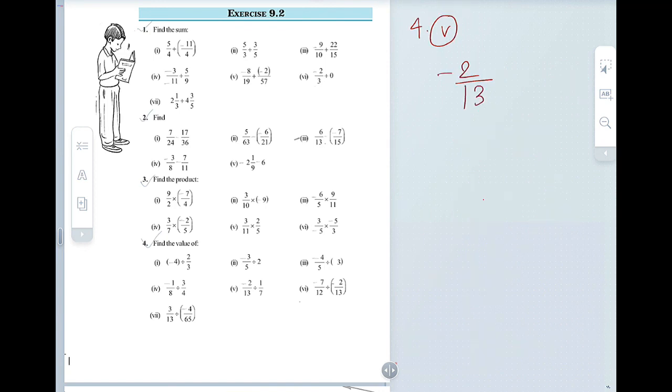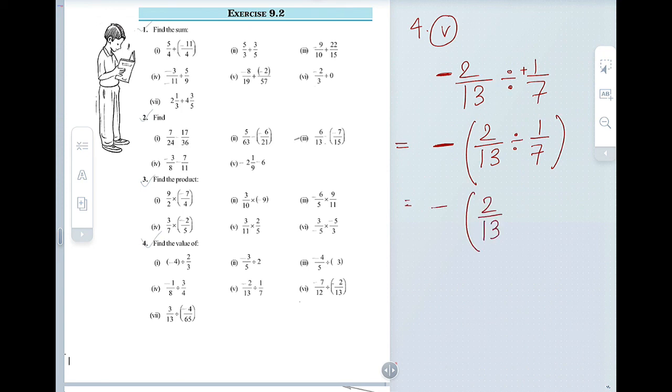2 by 13 minus 2 by 13 divided by 1 by 7. Here you are getting a minus sign, here definitely a plus sign. So two different signs, division, minus sign will be there. 2 by 13 divided by 1 by 7. Then minus 2 by 13, this 7 will be its reciprocal, means 7 by 1, and this division will be a multiplication. Now again we will find the common factors of these numbers.